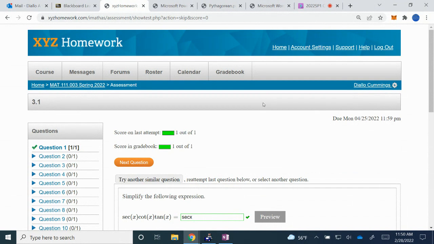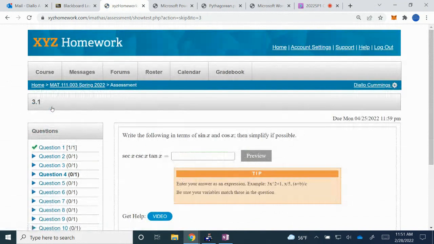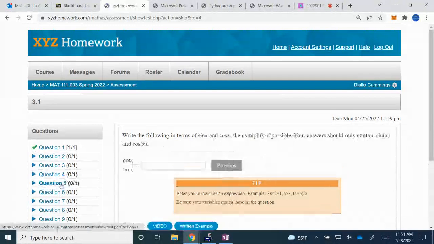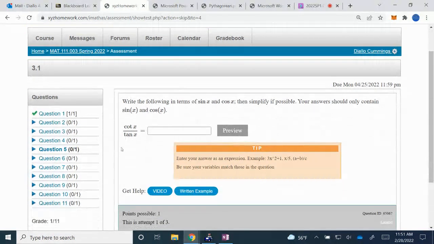All right, so let's take a look at number 5. We have cotangent x divided by the tangent of x. So what I'm going to do at this point, I'm going to give you about 5 minutes or so to attempt to work the problem, and then we're going to come back with the solution.